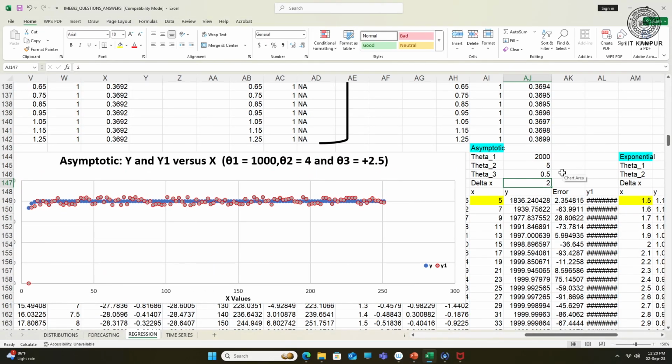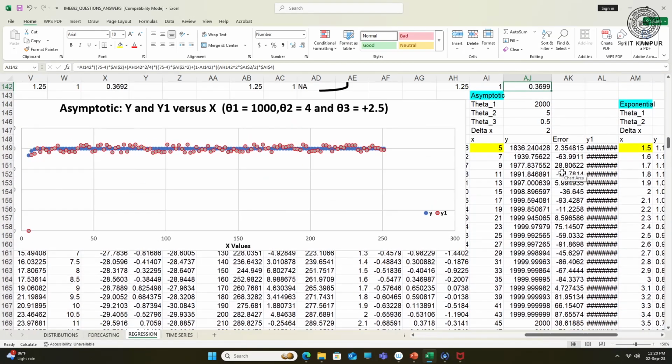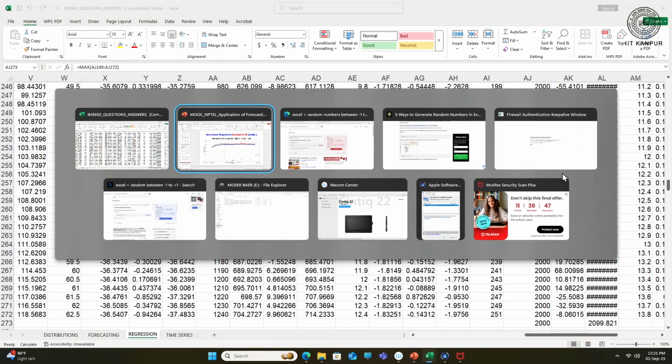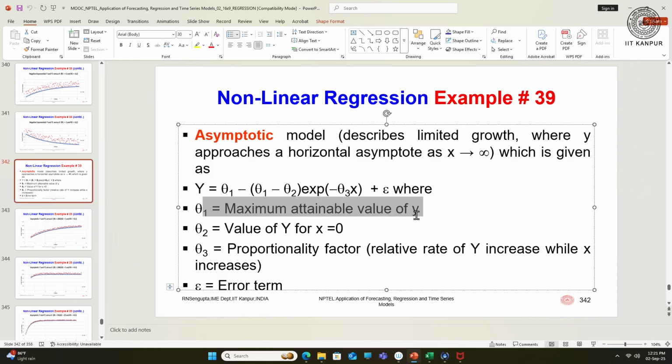Let me check. Another thing, yes, this is important. I need to check, yes, this theta 1 value which I am taking as 2000 is the asymptotic value. As x tends to infinity, what is the y value? Let us check. See, the maximum value of y is turning out to be 2000. So, asymptotically it goes to the theta 1 value, which was mentioned in the PPT slide, where it was mentioned here, this point: the maximum attainable value of y, and theta 2 value is the value of y when x is 0.